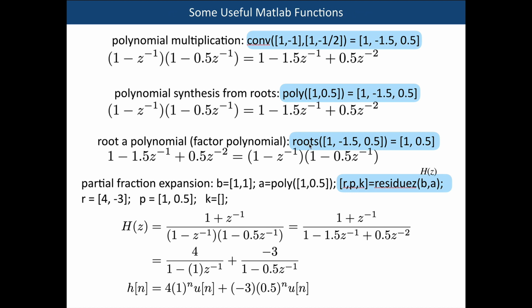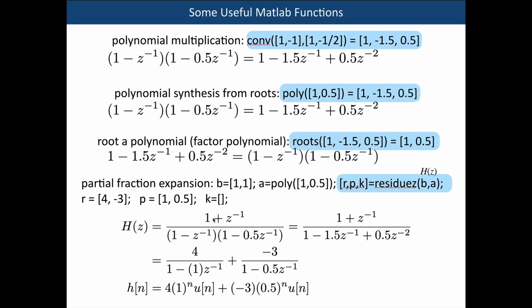The roots function is kind of like factoring. It's rooting the polynomial. So if you plug in this coefficient vector 1, negative 1.5, 0.5, that's representing this polynomial. And it would spit out the roots, which are at 1 and 1 half. This is the example that's running through this slide. And with those roots, we would then be able to write down this factored polynomial form. Okay, so let's go back now and look at a rational function.